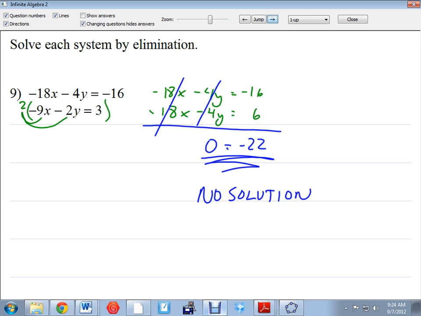Similarly to substitution, if you had ended up right here, instead of 0 equals negative 22, with 0 equals 0, that is, everything canceled out, this would be an example of infinite solutions. You can have a number equals another number, but since the way elimination works is it's going to cancel everything on the left side, infinite solution is virtually always 0 equals 0 on an elimination problem.